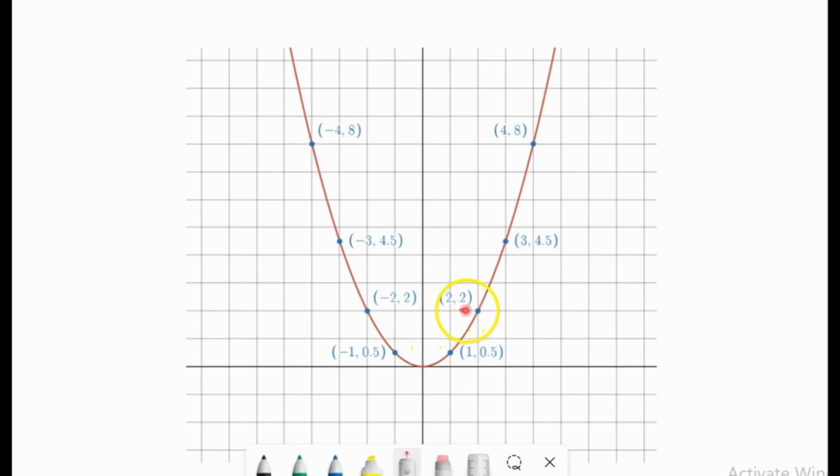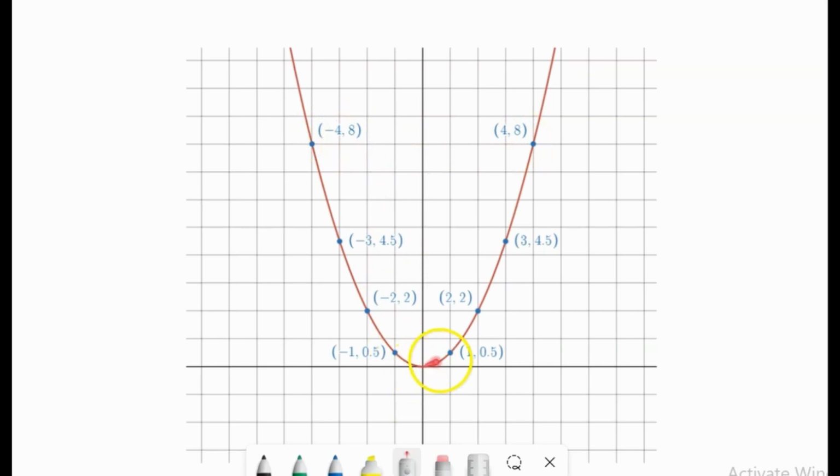We have the point 2, 2, and we also have the point -2, 2. We have the point 3, 4.5, and the point -3, 4.5. And lastly, we have the point 4, 8, and the point -4, 8.